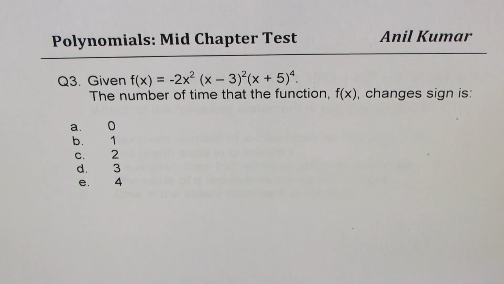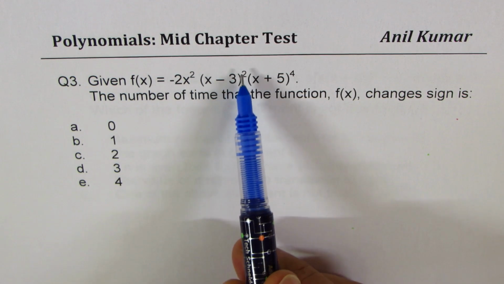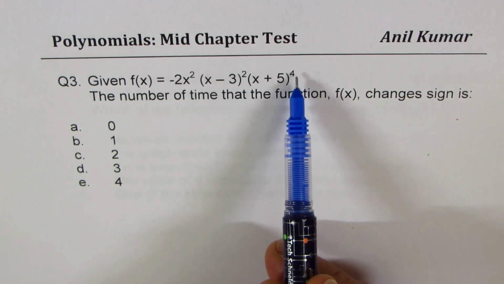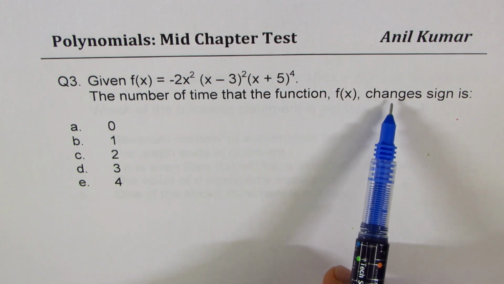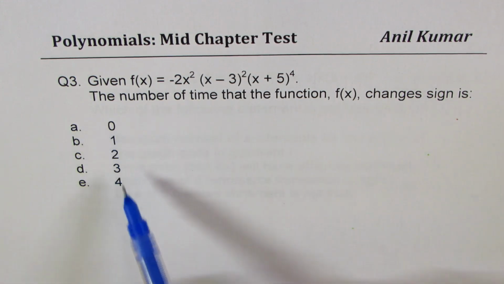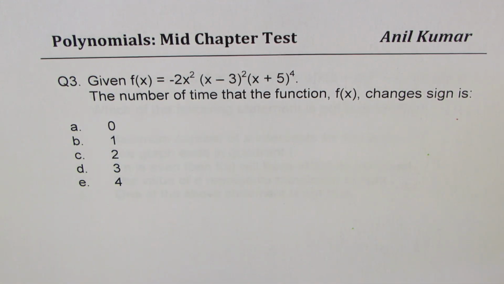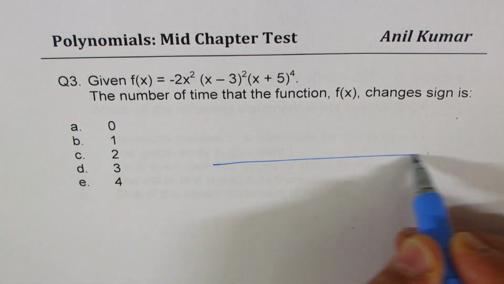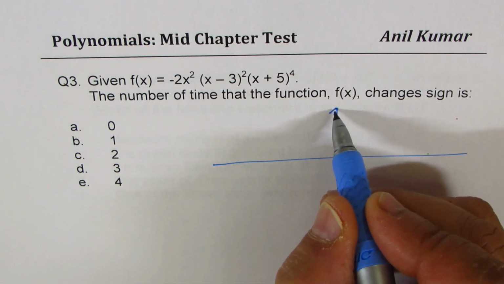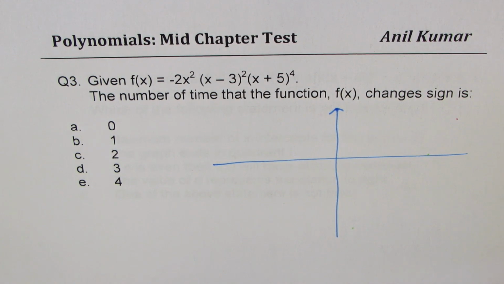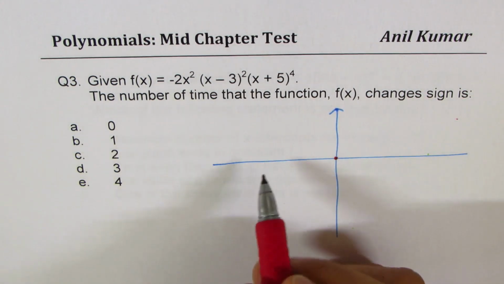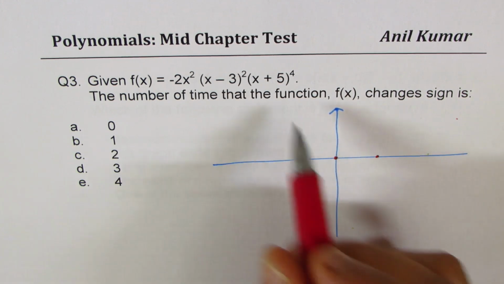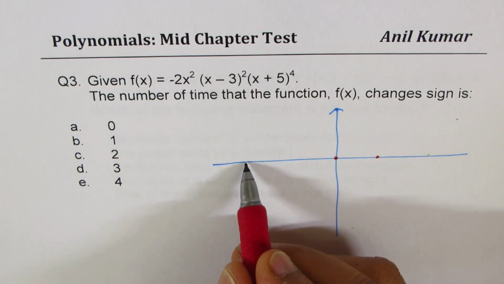Question number 3. Given the function f of x equals minus 2x squared times x minus 3 whole square times x plus 5 to the power of 4, then the number of times that the function f of x changes sign is what? You are given 5 options. I would like you to actually graph also and verify the result, right? So from the graph, you could see we have zeros at 0. This one is at plus 3, and then we have one at minus 5.